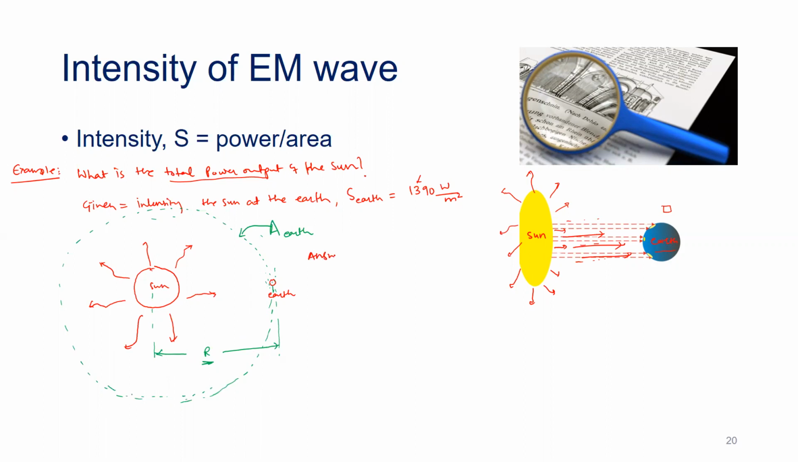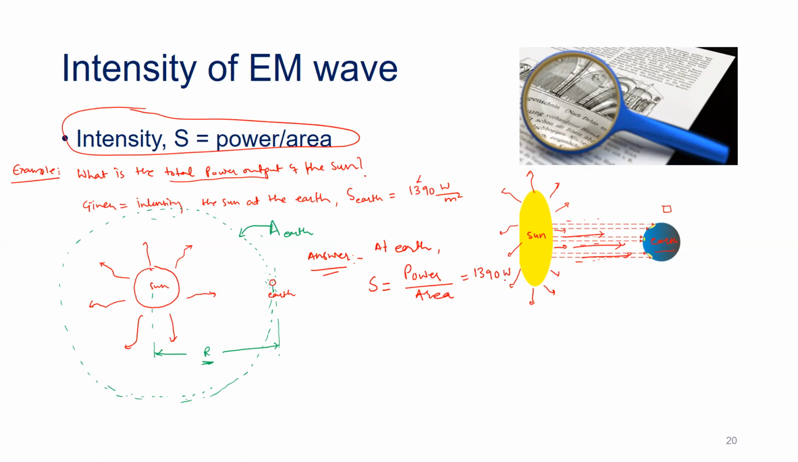So the answer would be, we'll say that at the earth, S, that is the intensity. We know the formula, power divided by the area. And this is the value we are given, 1390 watt per meter square. So imagine this is the value. The intensity is given. Now the total power, P total, is to be calculated.